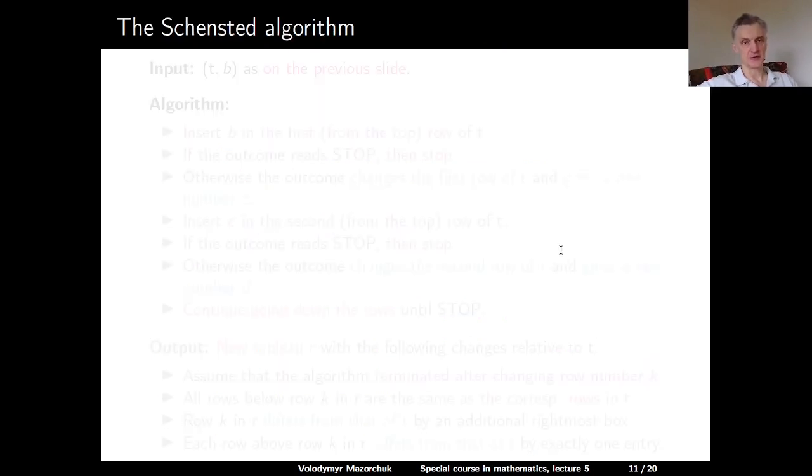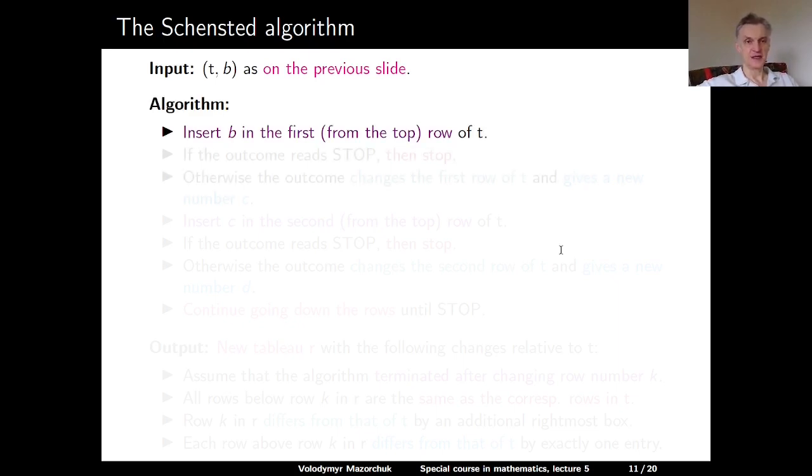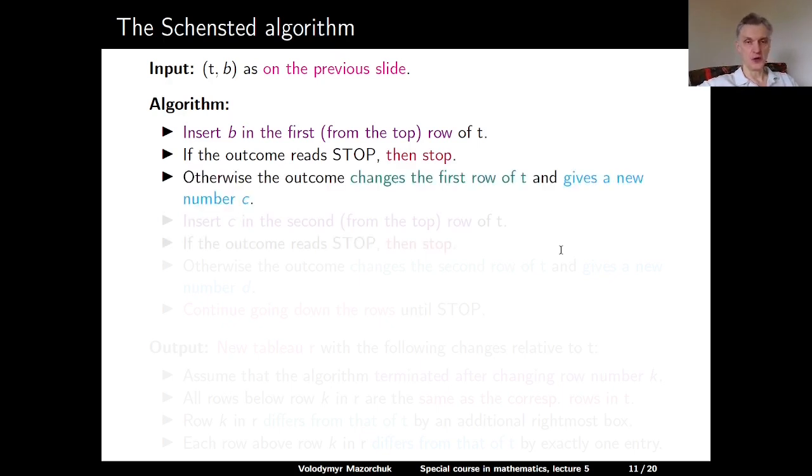So let us describe the algorithm. It's called Schensted's insertion algorithm. So our input is T and b as on the previous slide, and the algorithm goes as follows. We insert b in the first row from the top of T. If the outcome gives a stop sign, everything terminates. If not, the first row of T is changed, something is bumped, and we have a new integer, let's call it c. And now we take c and insert it in the second row from the top of T.